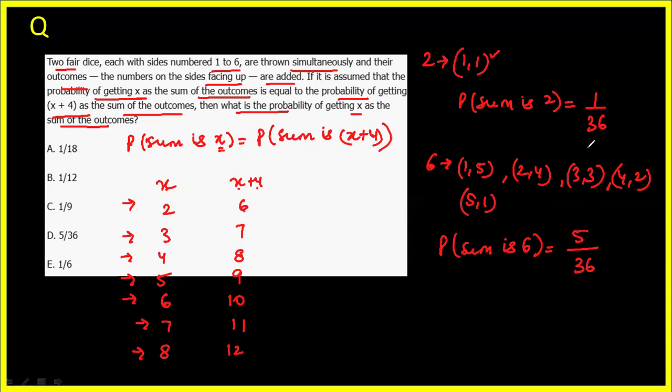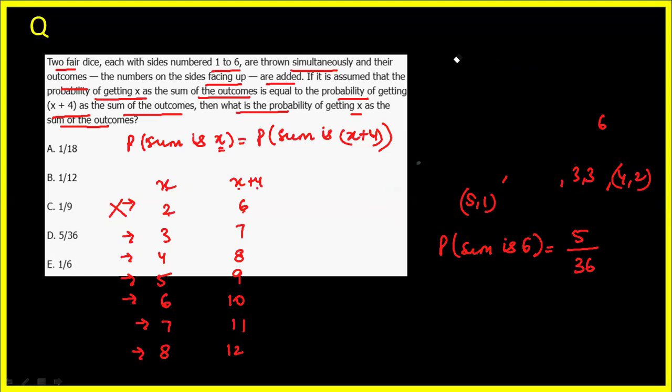Now, are these two equal? 1 upon 36, 5 upon 36. That means this case number 1 is not valid, right? The probability of getting a sum as 2 is not equal to the probability of getting a sum as 6. That means we have eliminated one of the cases. Similarly, let's find out the second one, getting a sum as 3 and getting a sum as 7.